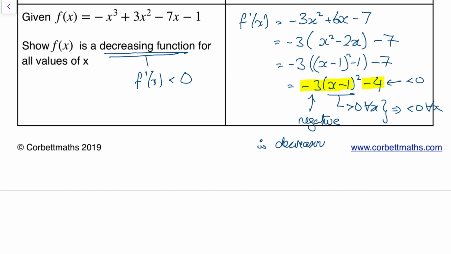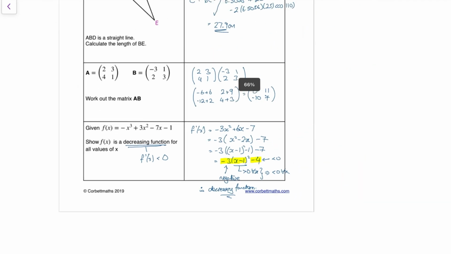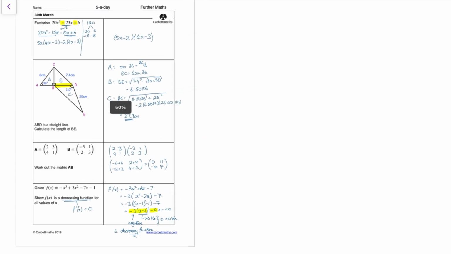I'll probably just reference the question as well. Otherwise I haven't actually answered the question. I just said things are negative. That's it. Question done. Again, nice mix of questions today. Not too bad at all.